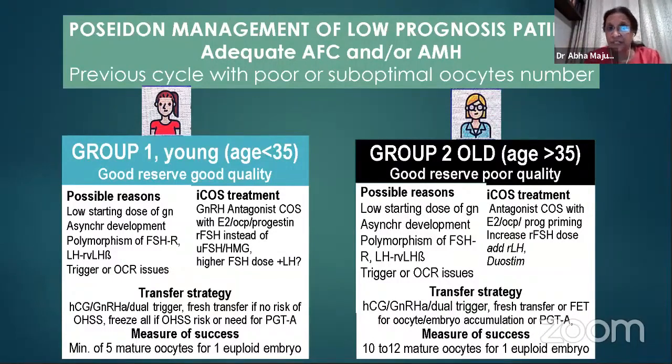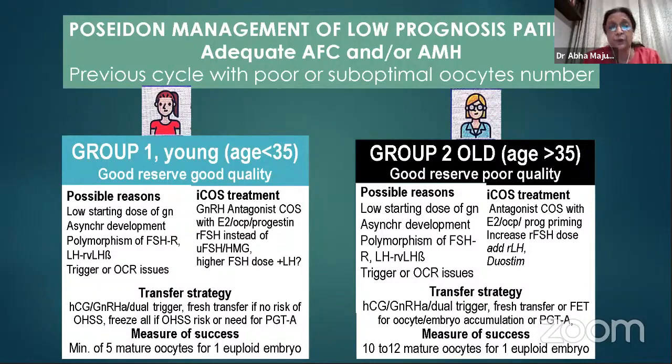What are the possible reasons of suddenly, a normal responder landing up with poor response? Low starting dose of gonadotropin, maybe our calculation went wrong. Asynchronous development, polymorphism could be underlying for the FSH receptor or the LH beta 5 receptors, or there was some issue in the trigger, or even in the oocyte collection, possibly our pressures were not well maintained, or whatever must have happened. Same thing happens in the group 2, the older women also, low starting dose, everything was similar.